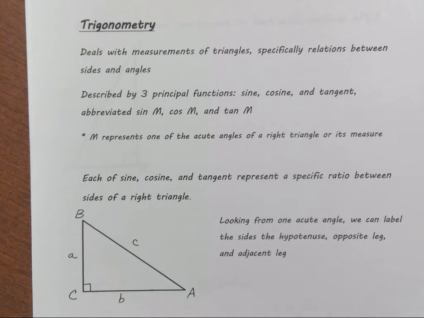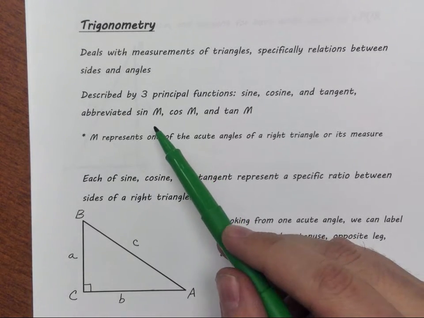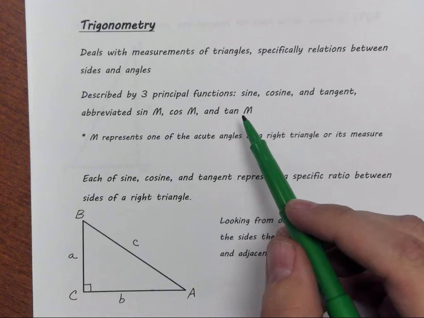Hello, in this video we're going to look at the basics of trigonometry. Trigonometry deals with measurements of triangles, specifically relations between sides and angles. It is described by three principal functions that we will use heavily: sine, cosine, and tangent. These are abbreviated sin m, cos m, and tan m.